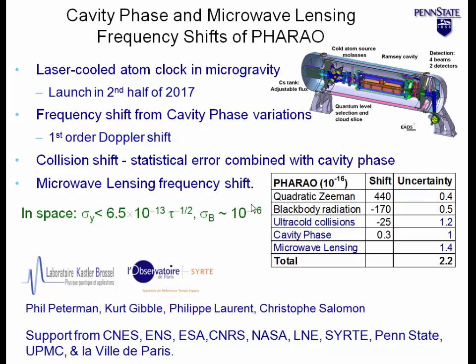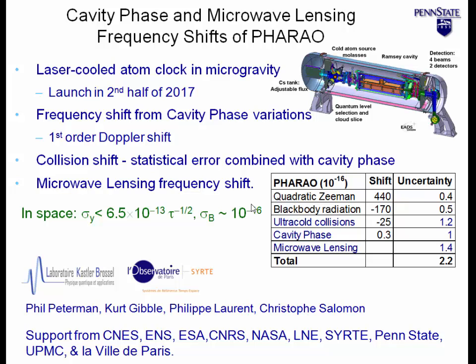About the ACES mission. It comprises a laser-cooled cesium beam clock and a hydrogen maser, plus a time transfer system. It's scheduled to launch soon, in the second half of next year. And so there's been a lot of characterization. One of the important things for the ACES mission is the accuracy of the PHARAO cesium clock. So there's been a lot of work on that.